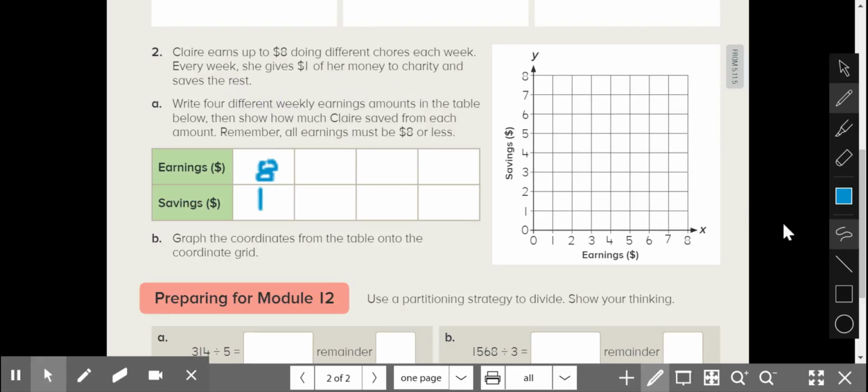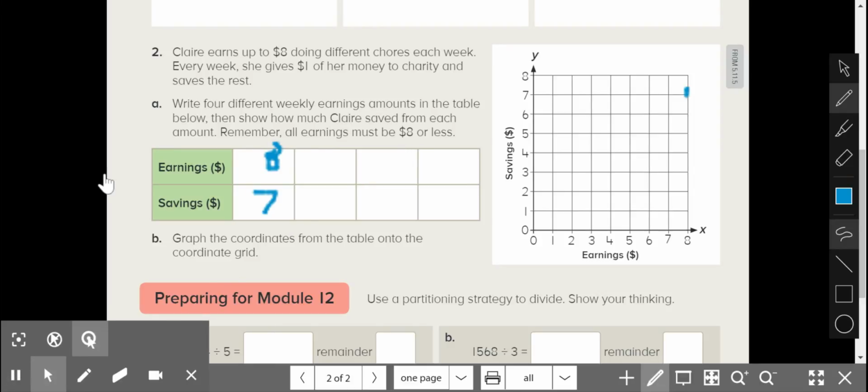Oh, excuse me. I have that incorrect. Every week she gives $8, or she earns $8, and she may give $1 to charity, but she keeps the other $7 in her bank account for savings. Write 4 different weekly earnings amounts in the table below, then show how much Claire saved from each amount. Remember, all earnings must be $8 or less. It took me a second to reread and wonder what was going on with this. Well, I think I've got this figured out.